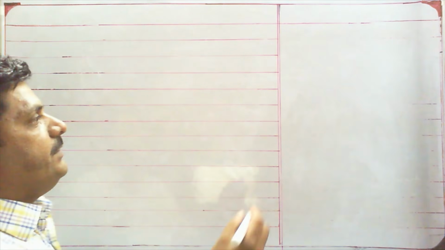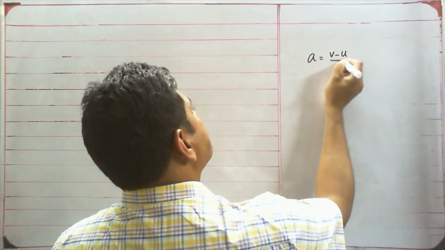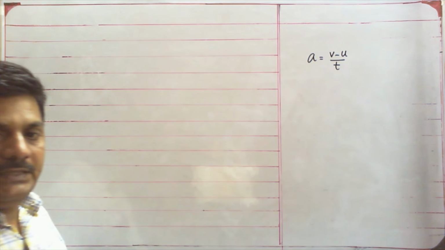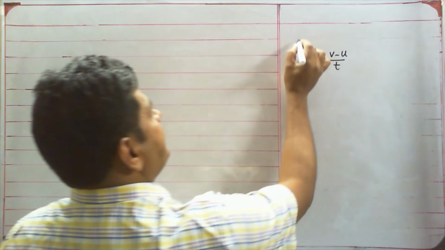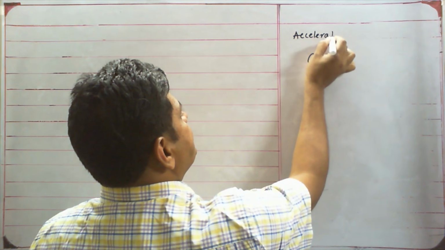We found A is equal to V minus U by T. Let us have a small discussion about acceleration before we move on to the next topic.